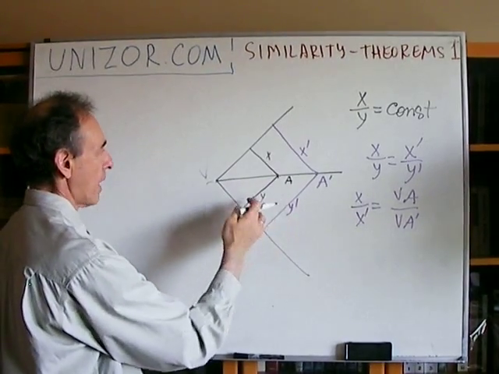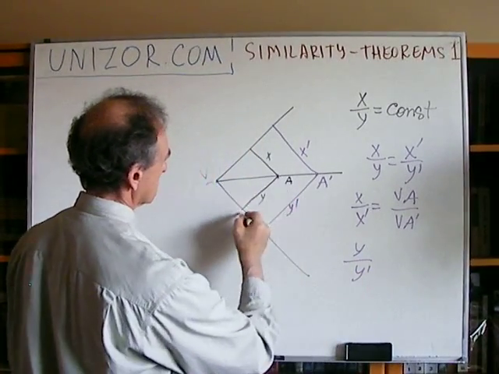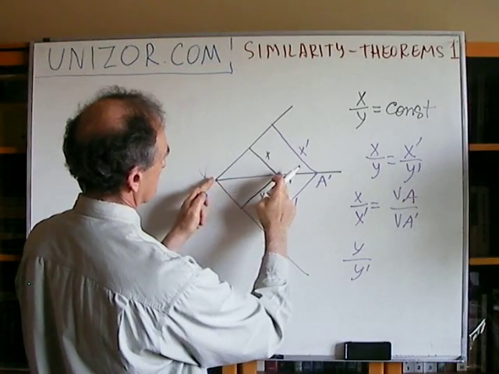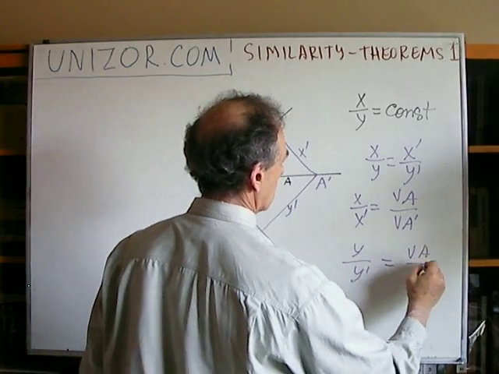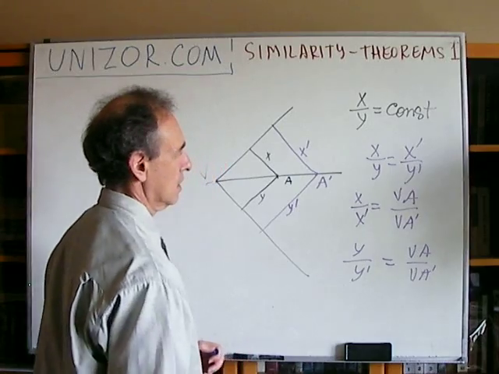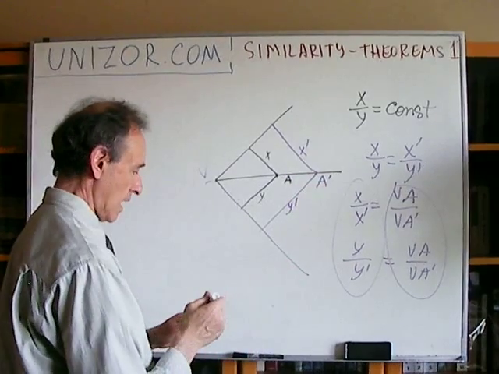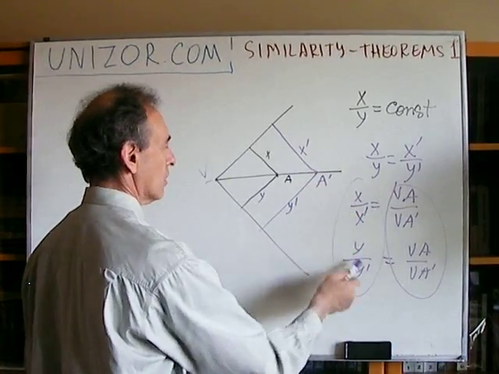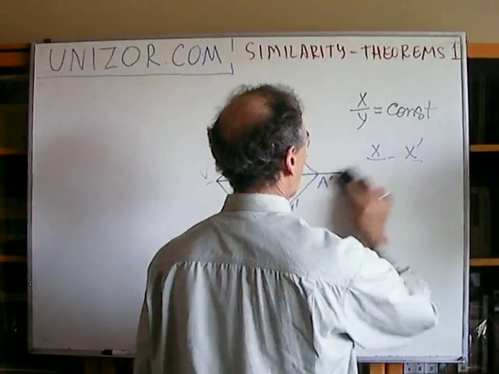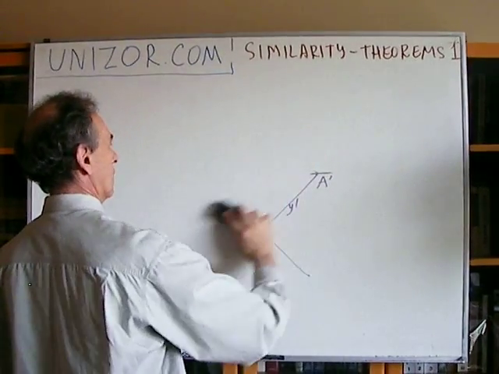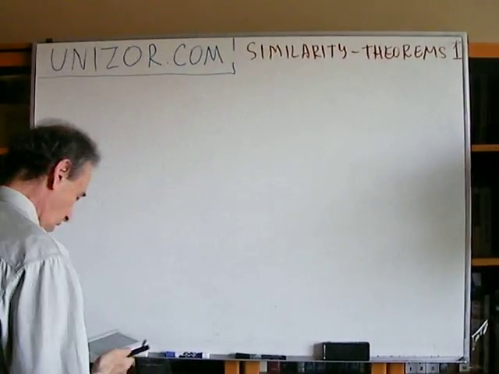Now, similarity of this pair is exactly the same. Y over y prime, this over this, is equal to this over this. That's the proportionality. Again, the same thing, VA over VA prime. So this is the same, so these are the same. So regardless of where you put point A, A prime, whatever, the ratio remains the same. It's all based on proportionality, which is the consequence of similarity. Okay, next.